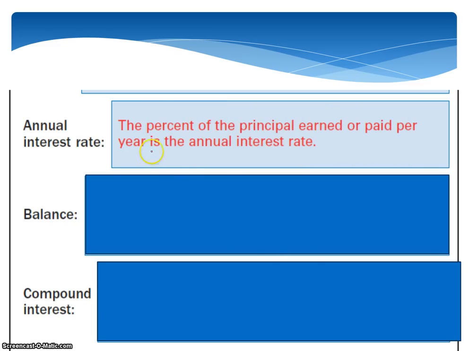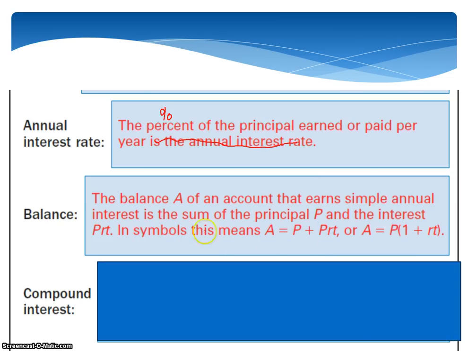Annual interest rate is the percent, so remember it is a percentage, of the principal earned or paid per year. The balance, and we use A to represent balance, of an account that earns simple annual interest is the sum of the principal and the interest, which is P times R times T. In symbols, and this is something you should write down because you will need to know how to solve for balance: balance equals the principal plus the principal times the rate times time.